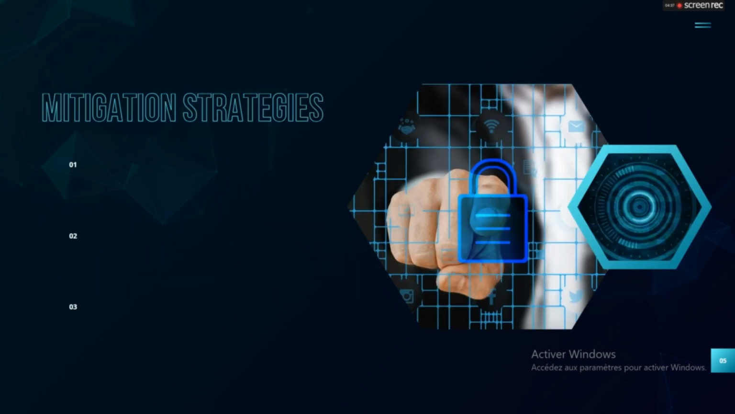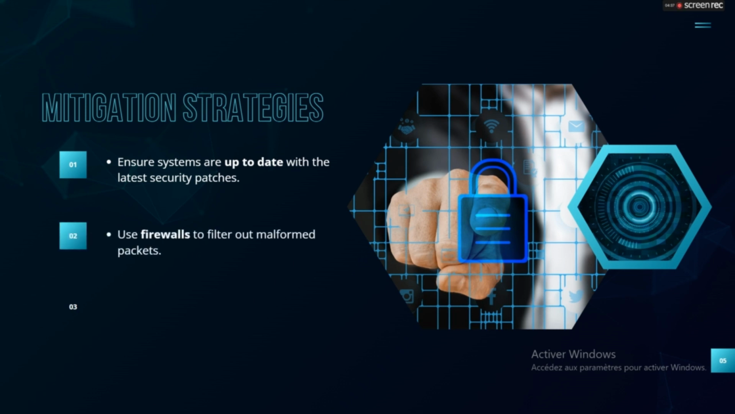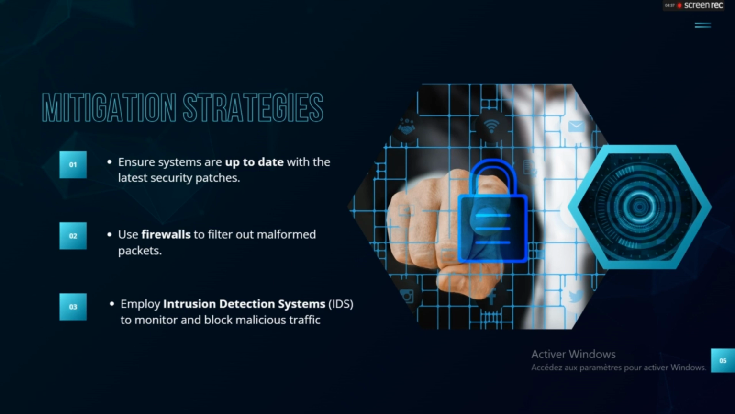Fortunately, there are ways to protect against a ping of death attack. First, ensure your systems are up to date with the latest security patches. Vendors often release updates to fix vulnerabilities like this. Second, use firewalls to filter out malformed packets. This prevents harmful packets from reaching your system. And third, employ intrusion detection systems to monitor network traffic for signs of malicious activity and block such traffic.